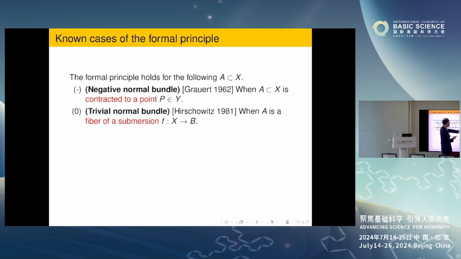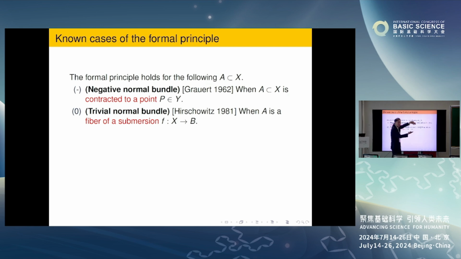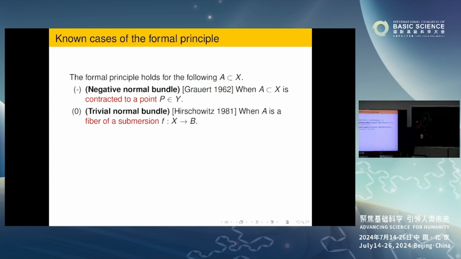Okay. Y is some modification of X, a blow down of A. So Y is, sorry, I didn't explain it. Y is a contraction of X. You contract this to some singular variety, to one point. So this is Y.